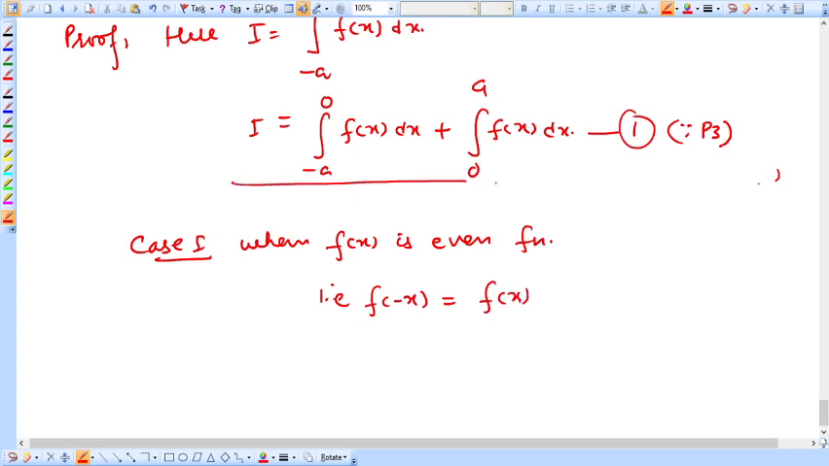So in this case put x is equal to minus z, this implies dx is equal to minus dz, right. Also, what is the impact of this substitution on the limits of the integration, okay.